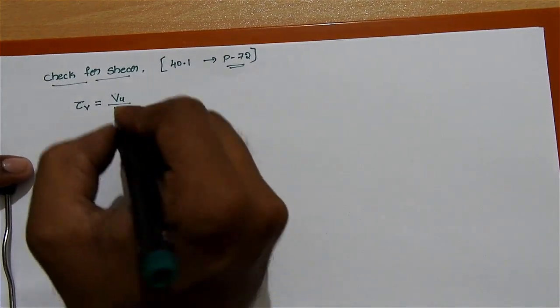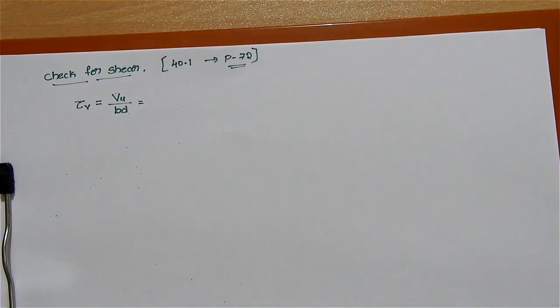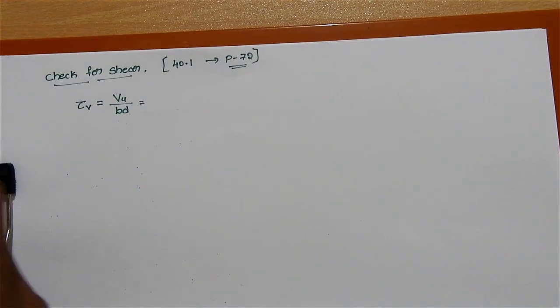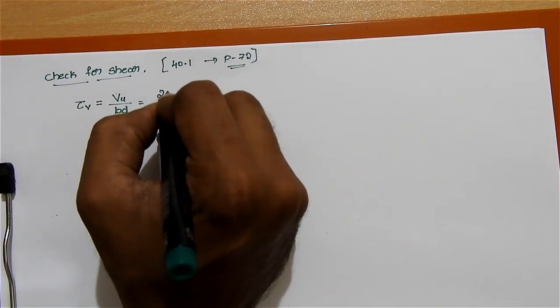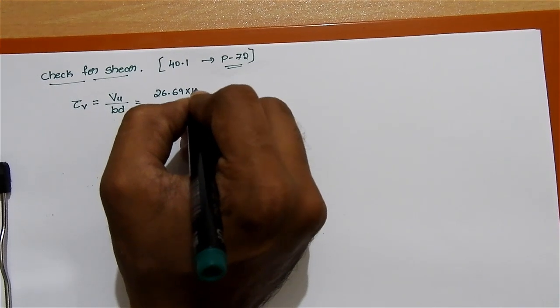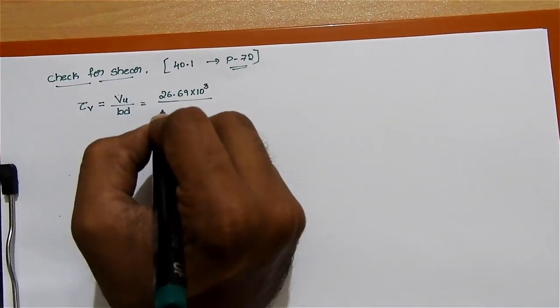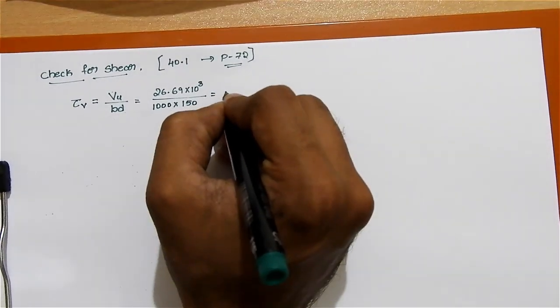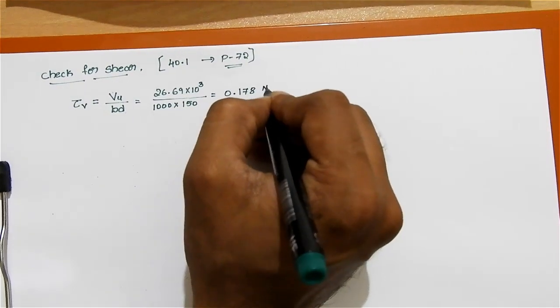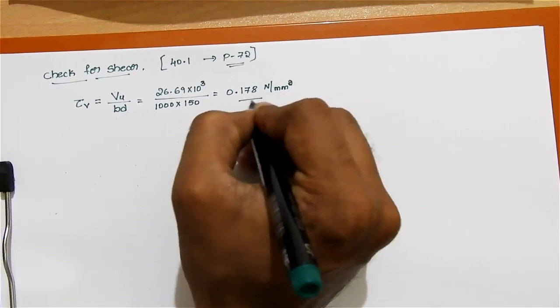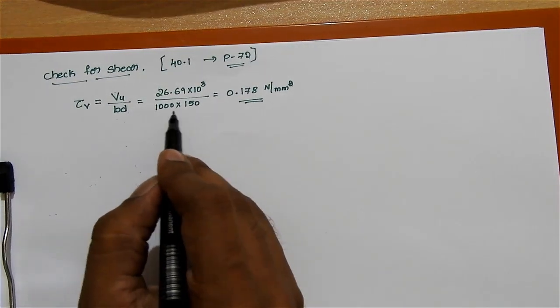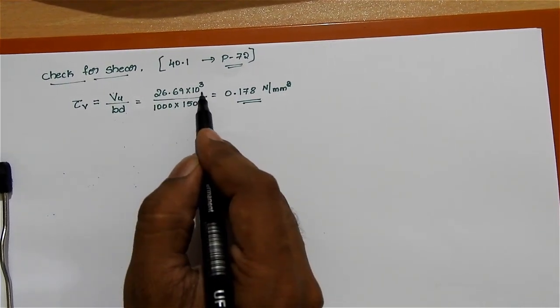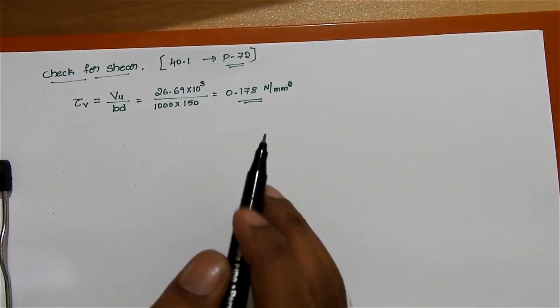Substitute the values here. You will get Vu. Vu you have already calculated. See here, Vu is 26.69 kilonewton. So substitute 26.69 kilonewton, kilo means 10 power 3 Newton, divided by b, which is always 1000, into d, which is 150. You will get the value 0.178 Newton per mm square. This is in mm, this is in mm square. Kilo means 10 power 3, remains Newton.